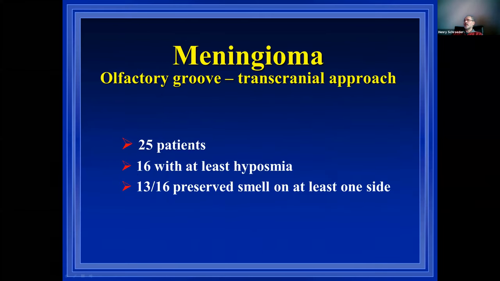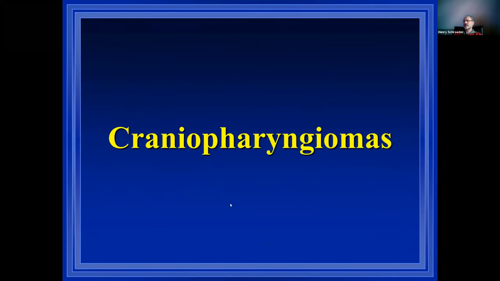And we had 25 patients with olfactory groove meningiomas, and we did a transcranial approach, and 16 had at least a hyposmia. And in 13 of the 16 nerves, we could preserve smell at least on one side. So I think it's very important, and this is a big advantage compared to the endonasal approach, which I think has no place for olfactory groove meningioma, except there is a major part of the tumor in the nose and the patient has already lost olfaction.